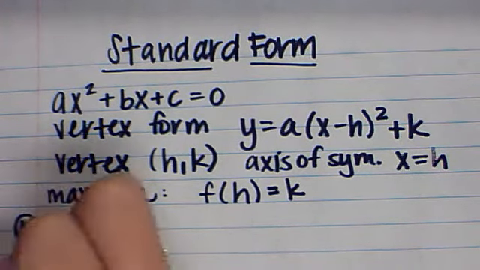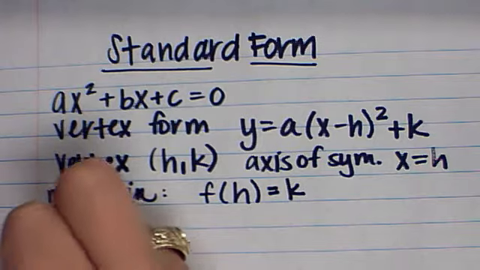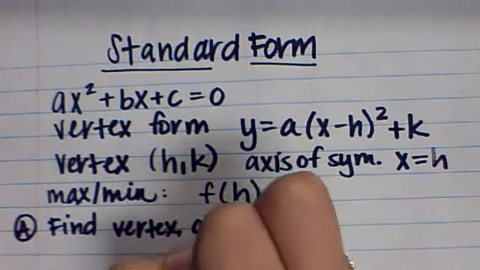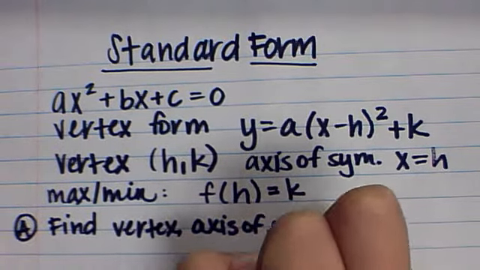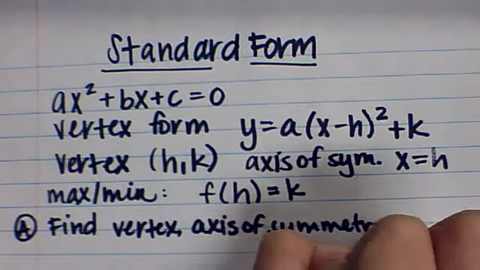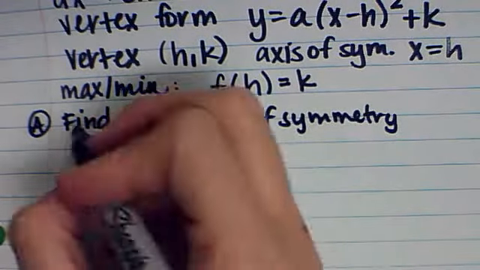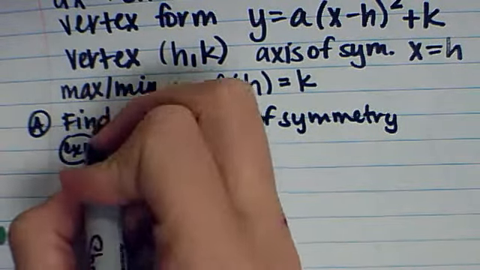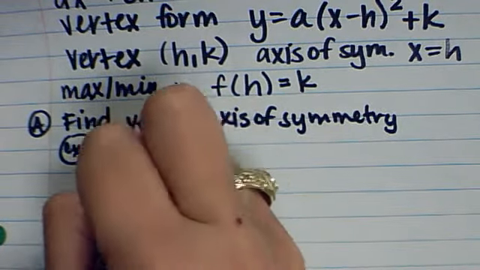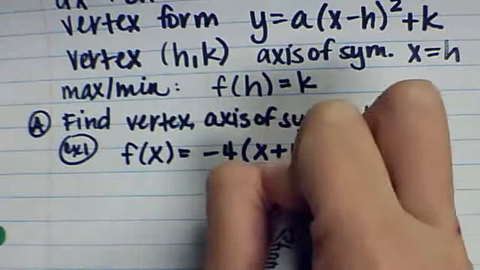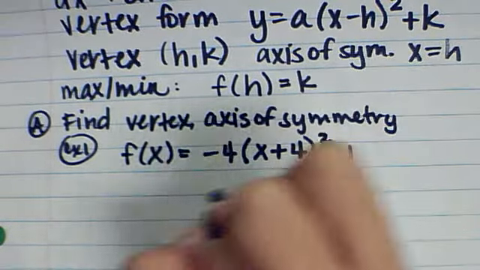Part A for today is to find the vertex, axis of symmetry, and we're just going to do those two for now. So, number 1, f of x equals negative 4 times (x plus 4) squared plus 1.